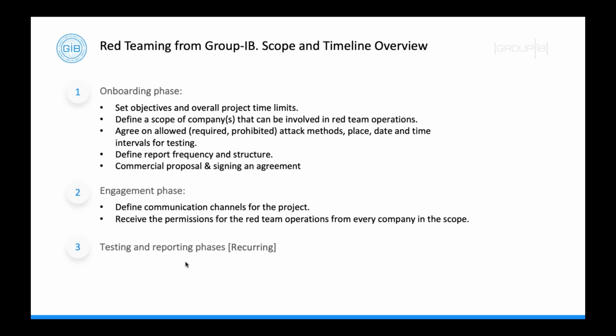During the engagement phase, of course, we'll define communication channels. Do you prefer to use secure mail? Do we want to have an ongoing, secure mail chat to keep you updated about the different aspects and achievements of the project? And during the engagement phase, we'll also receive the permissions necessary for Pavel and his team to conduct efforts against every aspect of your organization.